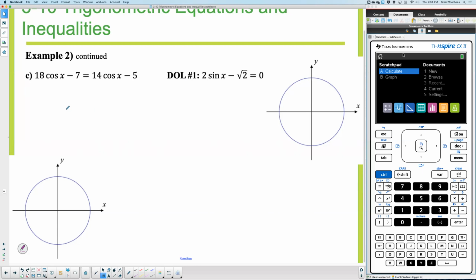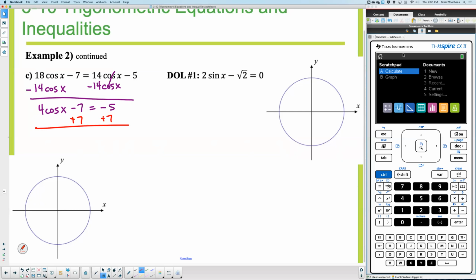Let's combine some like terms. I have a -7 and a -5. I see my cosines are bigger over here, and I like dealing with positive cosines. So since I'm subtracting the cosines to the left, I'm going to add the 7 to the right. And I want to show you why, just to make this look cleaner. If I subtract the cosines to the left, what is 18 cosines minus 14 cosines? 4 cosines. If we do it this way, now what I'm going to do is add the 7 to the right. Like this.